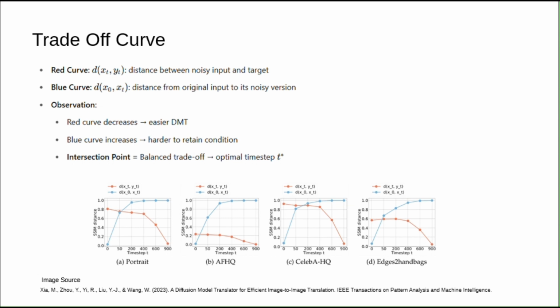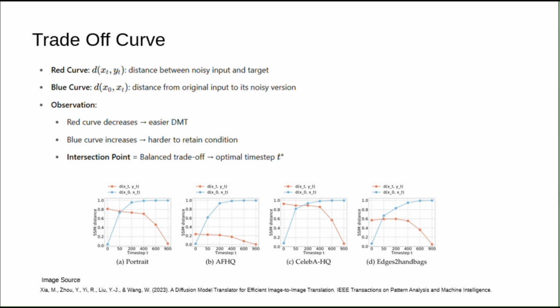Now as we increase t, notice what happens. The red curve goes down. This means the translation becomes easier, which makes sense because both images are being pushed toward the same noisy distribution. And the blue curve goes up, which means we are losing more of the original information in xt, again expected as the image becomes more corrupted.